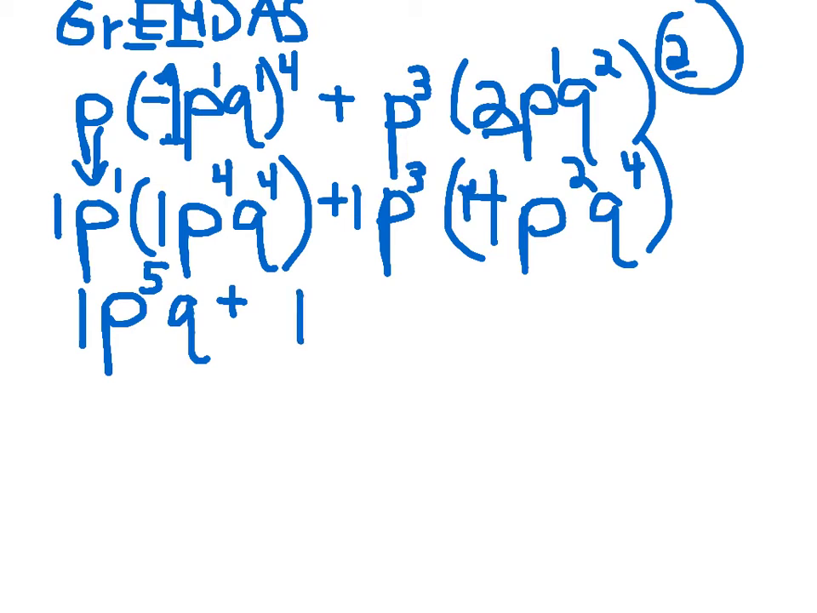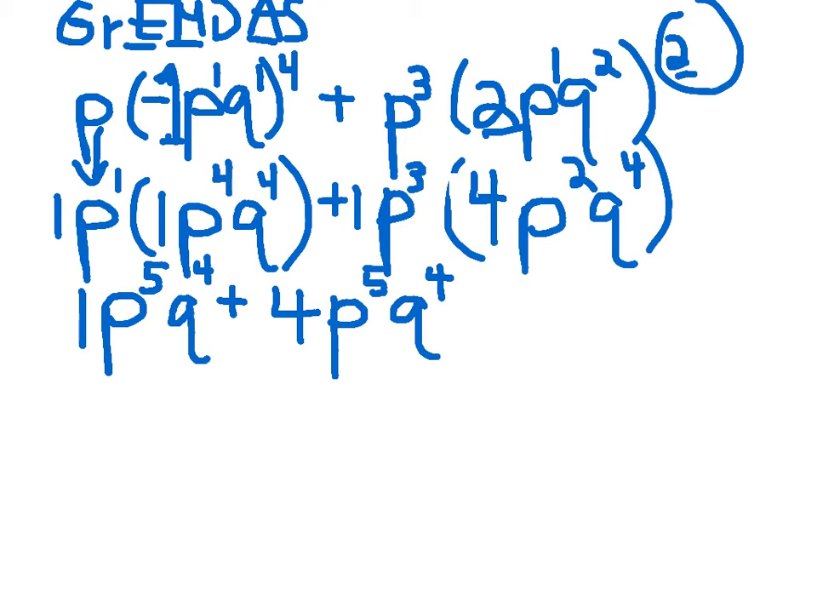Oops, sorry. I didn't see that 4. Let's take that over. 1 times 4 is 4. p to the 5th. And q to the, oops, I forgot the 4 over here. q to the 4th. I noticed that because I automatically started thinking, now it's time to add.